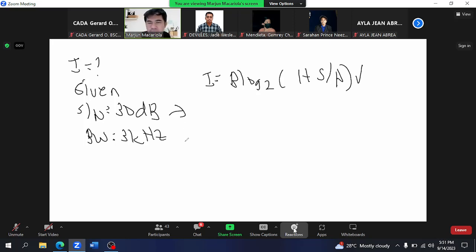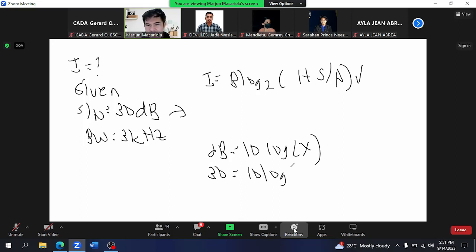To convert the decibel value, use the formula dB = 10 log of x, where x is your normal value or factor value. So dB is equal to 30 is equal to 10 log of x. So shift solve, x is equal to... kuha po ng calculator.